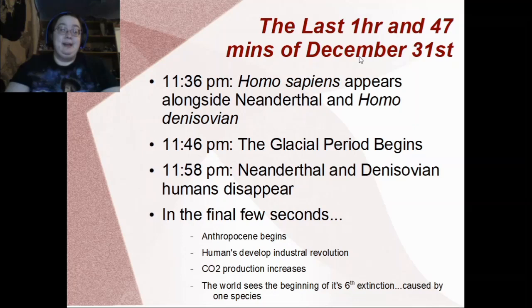And the world sees the beginning of its sixth most devastating extinction caused by one species, Homo sapiens sapiens. This is incredibly fast. And it's when you put something like the vastness of our planet's geology into one single year that you realize it's only been a few seconds since we've been on this planet long enough. And we're doing something that has taken the Earth millions, billions of years to go through.